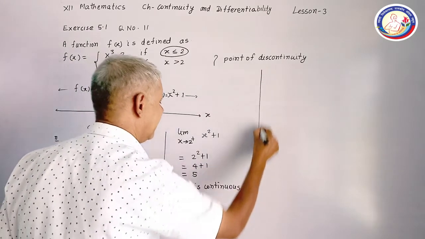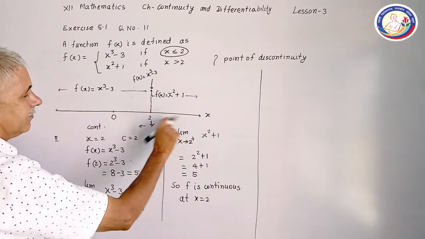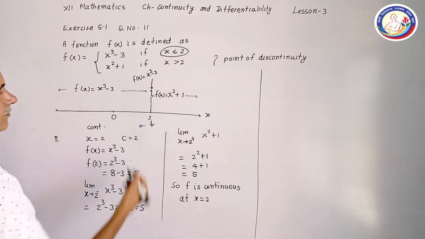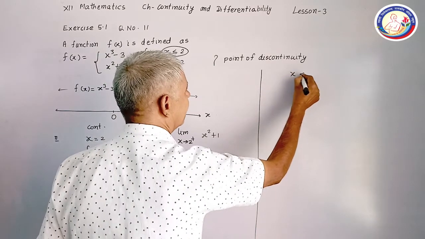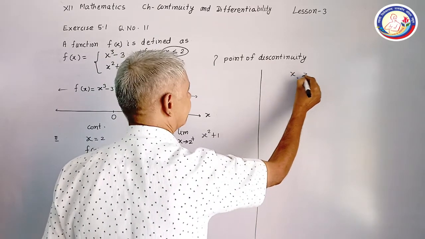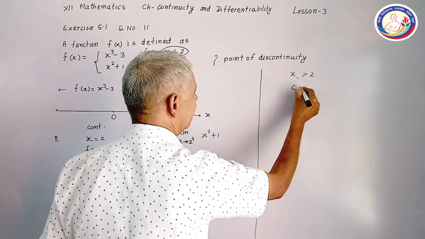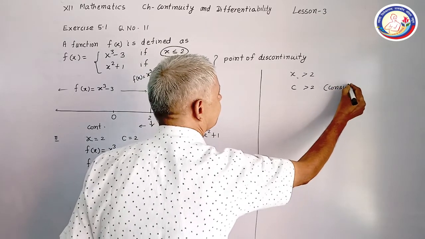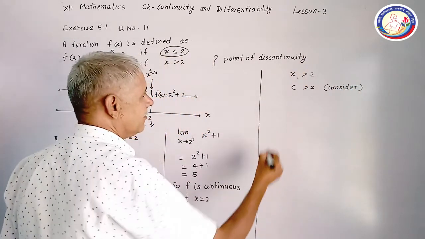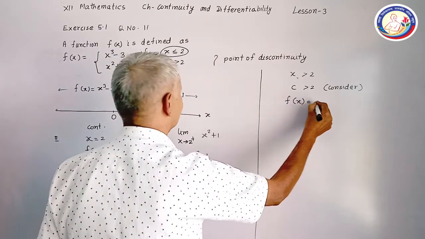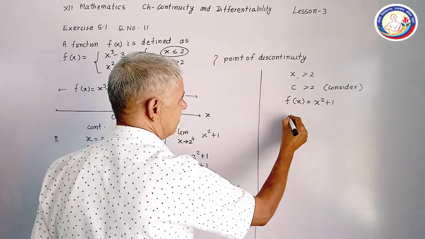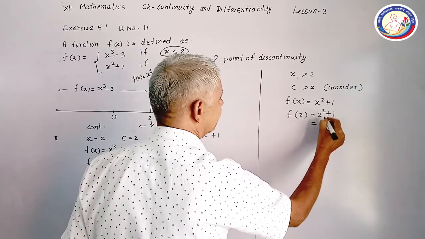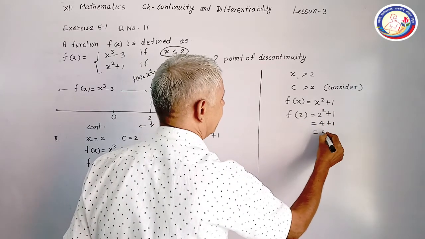Again, the third case is remaining, and the area of testing is x greater than 2. For this, we consider a point c greater than 2. What will happen? Here the function will be given by x square plus 1. Then f(2) is 2 square plus 1, that is 4 plus 1 equal to 5.